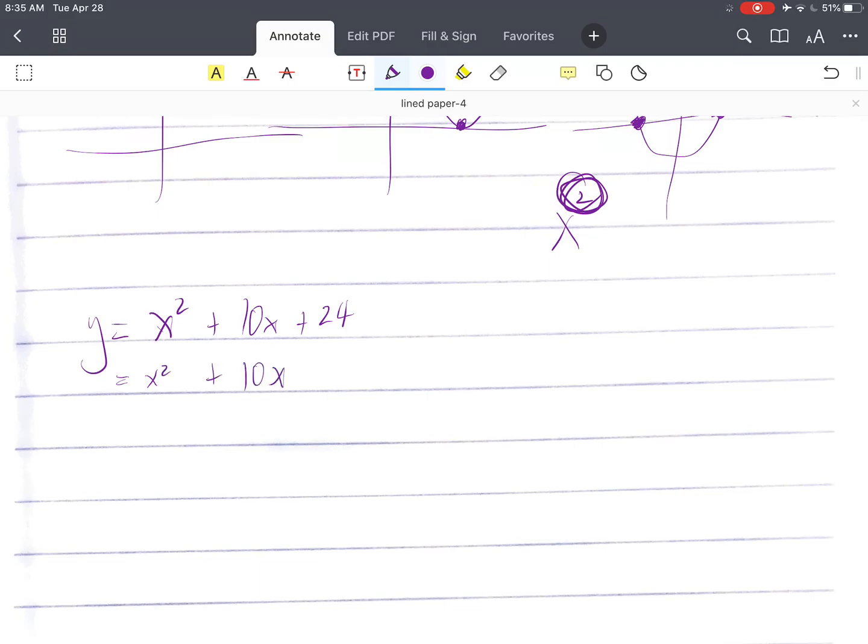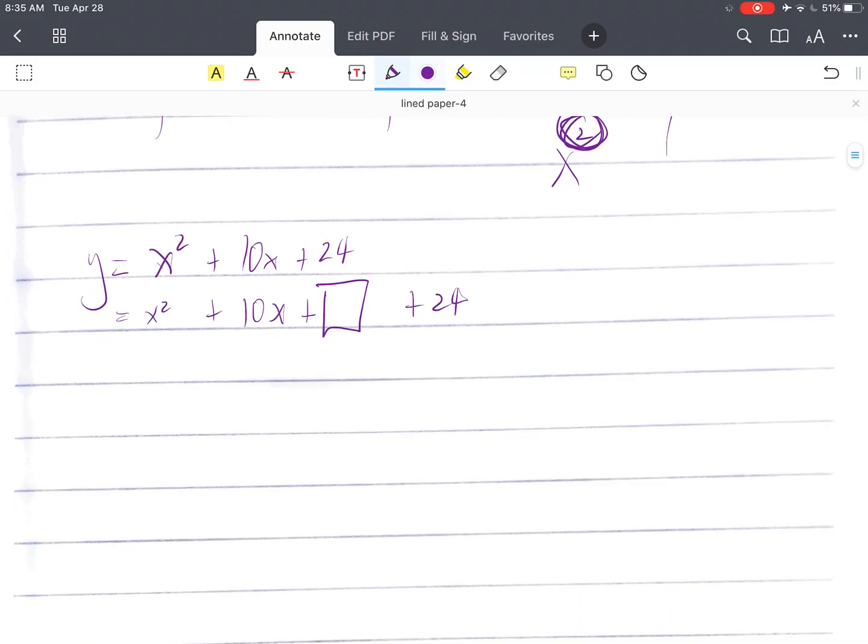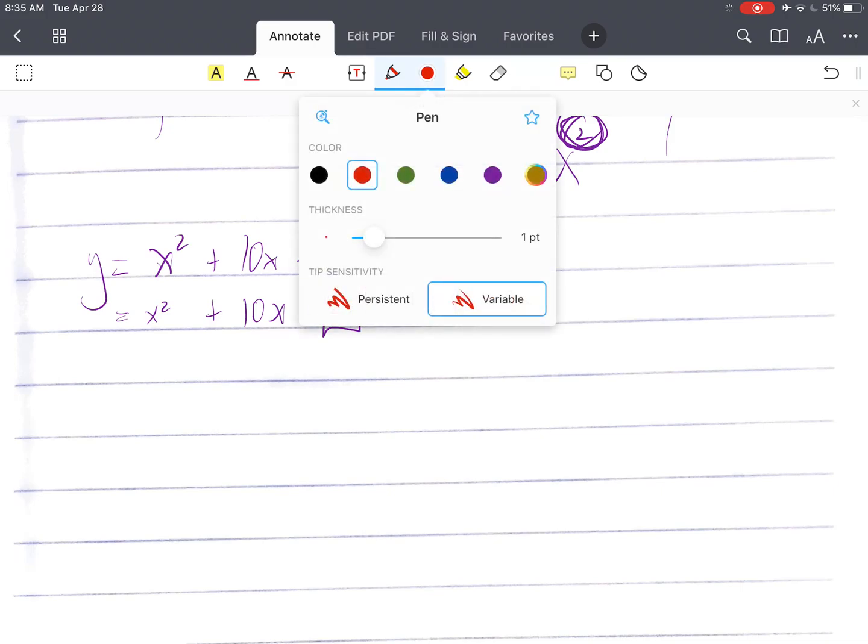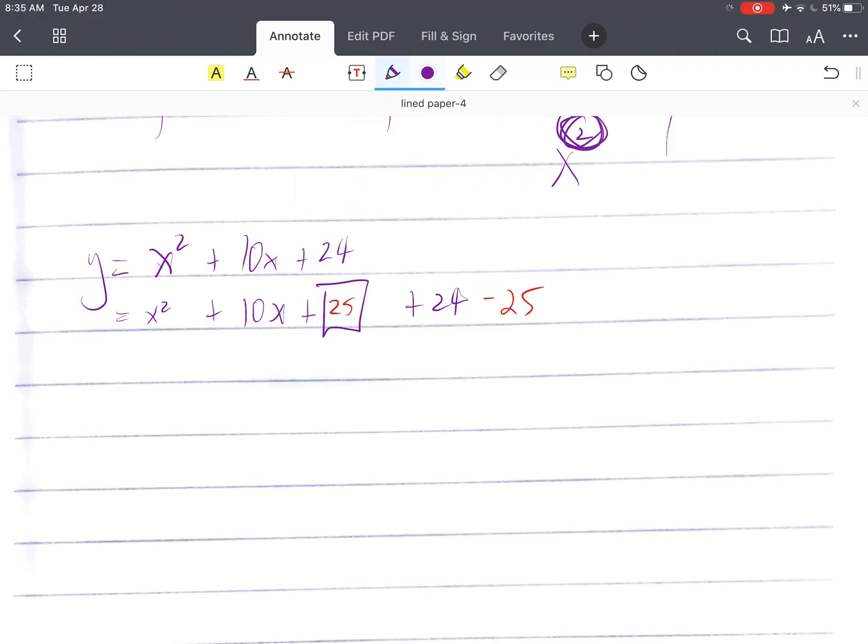So remember, the first thing is we want to think about what do we have to add to complete the square, right? So we look at 10x, half of 10 is 5, 5 times 5 is 25, so we need to add 25 to complete the square. Now if we add 25, we also have to subtract 25.